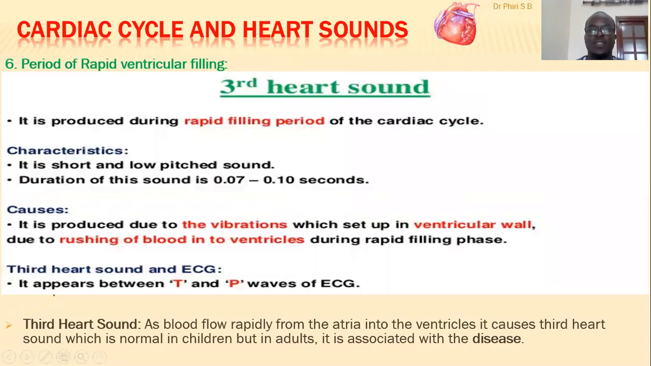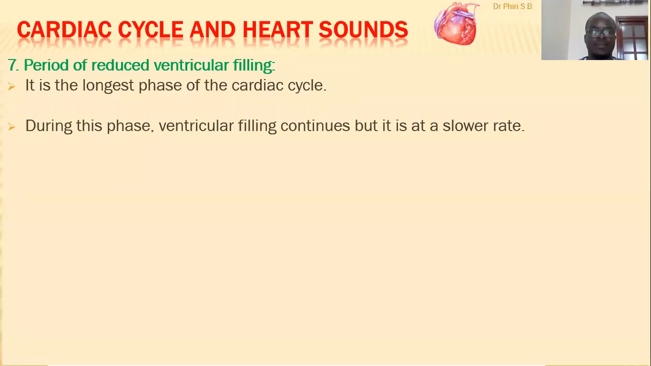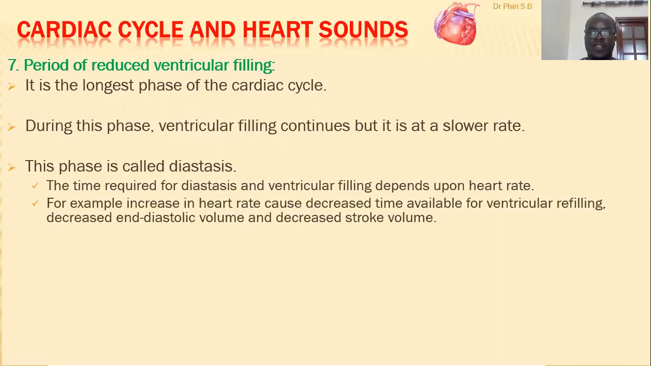Then after that, we move to reduced ventricular filling, which is responsible for about 30% of ventricular filling. So the rapid phase, we said, is responsible for 70%. Then we have the period of reduced ventricular filling, which is responsible for 30% of ventricular filling. So it is the shortest phase of the cardiac cycle. During this phase, the ventricular filling continues, but at a slower rate. So the rate is very slow. So this phase is called diastasis. So it's also called diastasis.